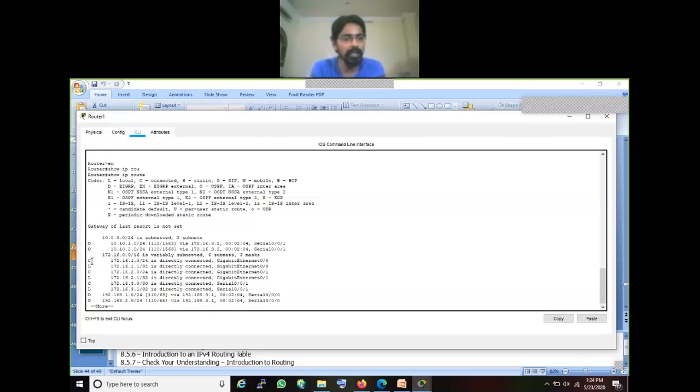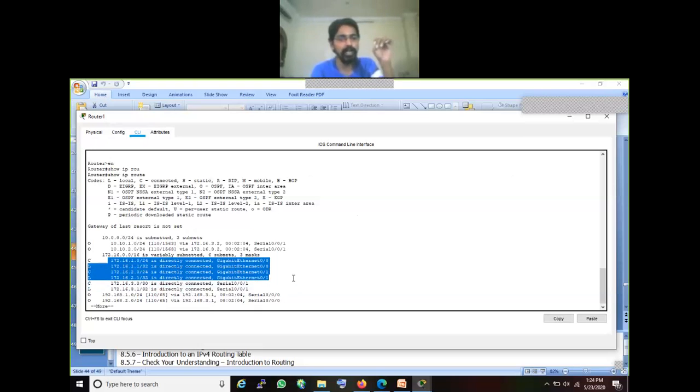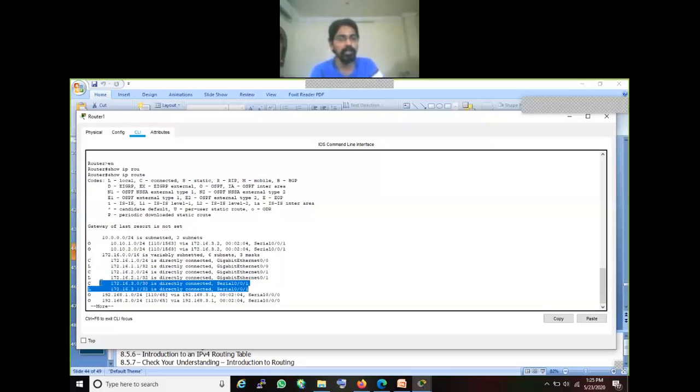Next, what is the next letter? C. C means that is a directly connected network. So 172.16.1.0 is directly connected to GigabitEthernet 0/0. Next, one more network is there, 172.16.1.1 directly connected, right? Next, the 172.16.2.x series also directly connected. Next, observe 172.16.3.0, 3.1 directly connected through the serial interface.